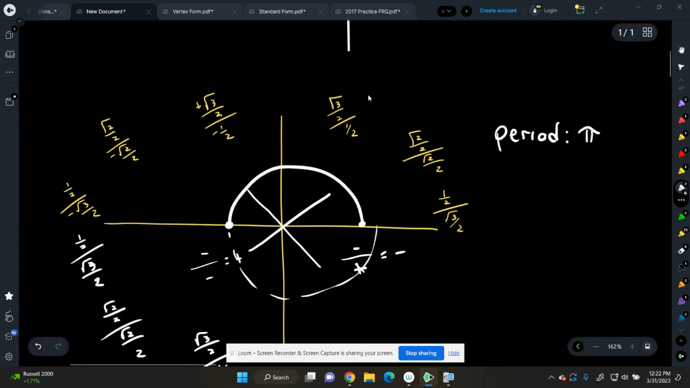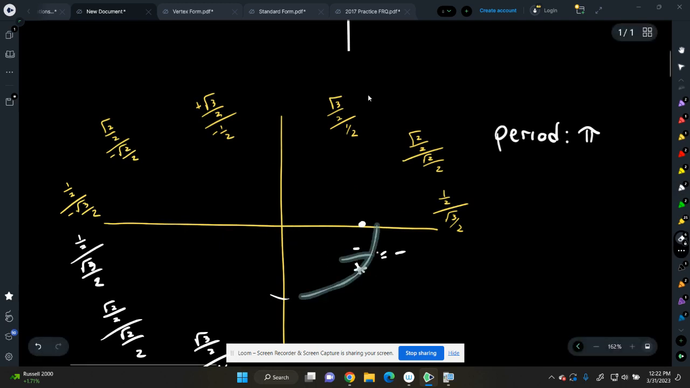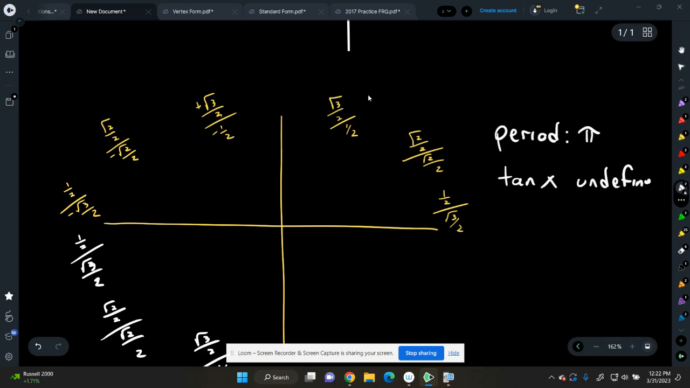Okay, let's look at some other things about tangent. Because tangent is a quotient, I've got an x in the denominator. There are going to be some places where it's undefined. So where is tangent undefined? Right? Remember, tangent is y over x. So what would make that fraction undefined? Yes, Gavin. When x equals 0, right. Well, let's see, where is that?